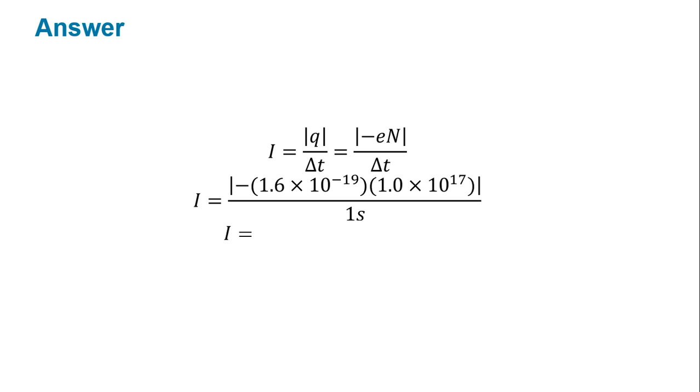Now this may sound stupid, but put the numbers in your calculator. Seriously, it may sound silly, but put them in there. Negative 1.6 in your calculator will look like this: negative 1.6 E, negative 19. That's the EE button. You don't ever write times 10 and then the caret button. That always gets funky. On your screen it shows E. So 1.6 E negative 19 times 1 E 17, enter, divided by 1, although you can do that, and you get this: 1.6 times 10 to the negative 2 amps, or 1.6 milliamps.